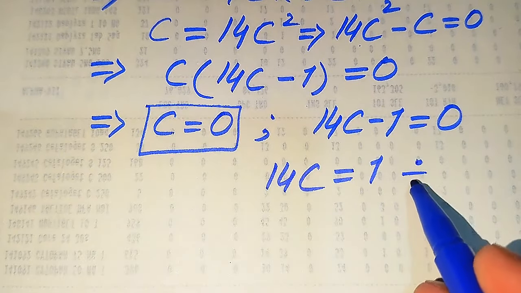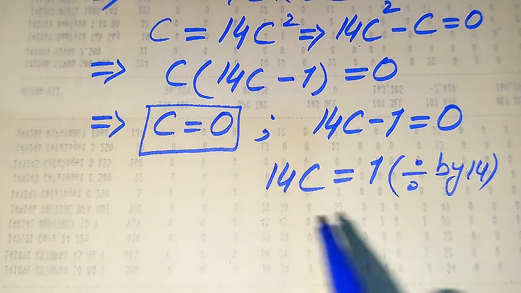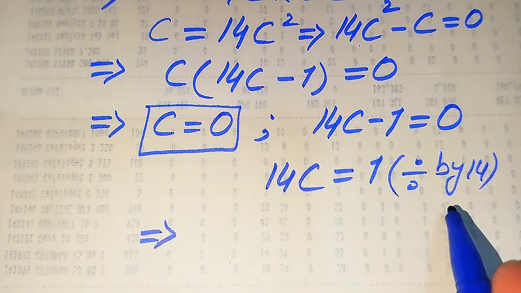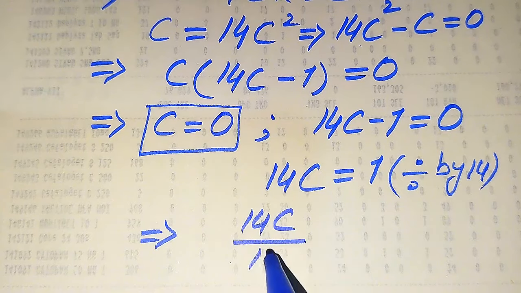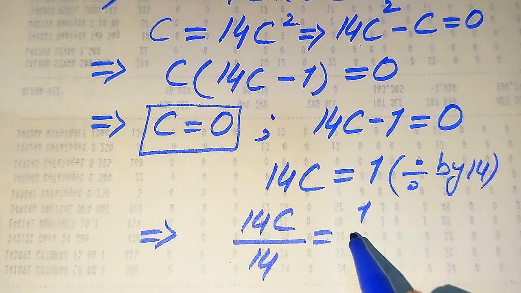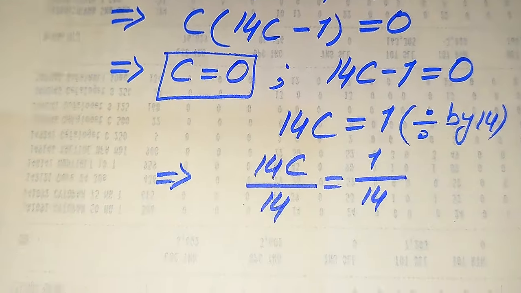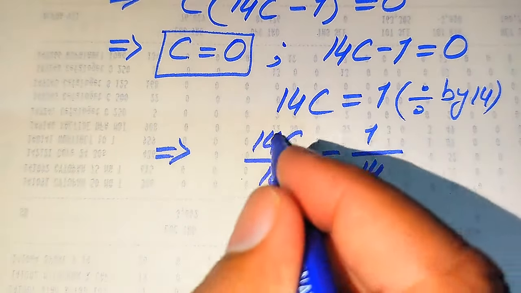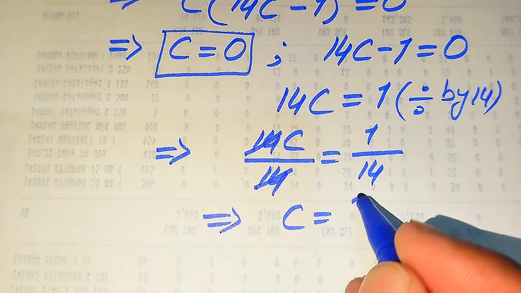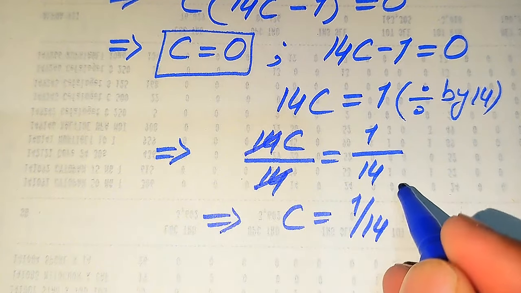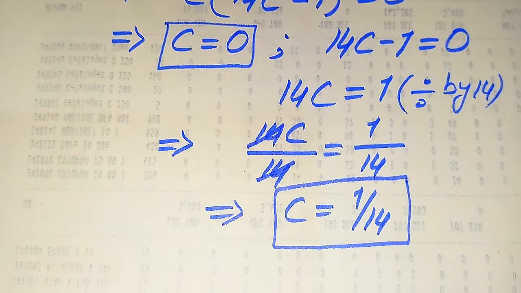So here for the value of c, we divide both sides by 14. When we divide both sides by 14, it will be written as 14c divided by 14 is equal to 1 divided by 14. And further in the next step, you see here this 14 is cancelled out by this 14, and we get the value of c is equal to 1 divided by 14. So this is the second value of c which we get here.